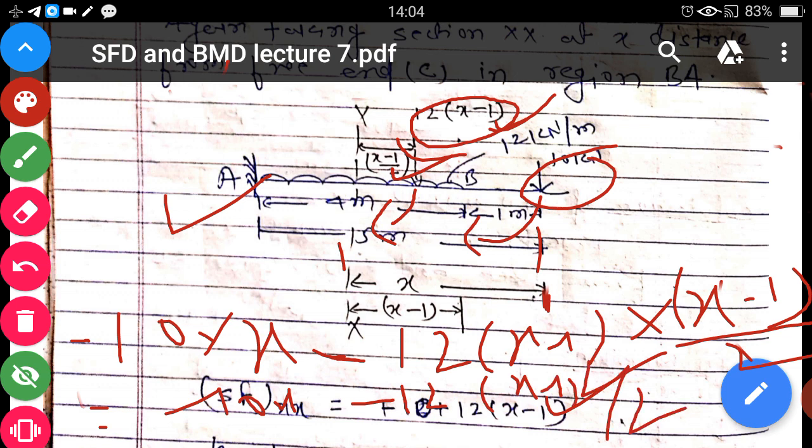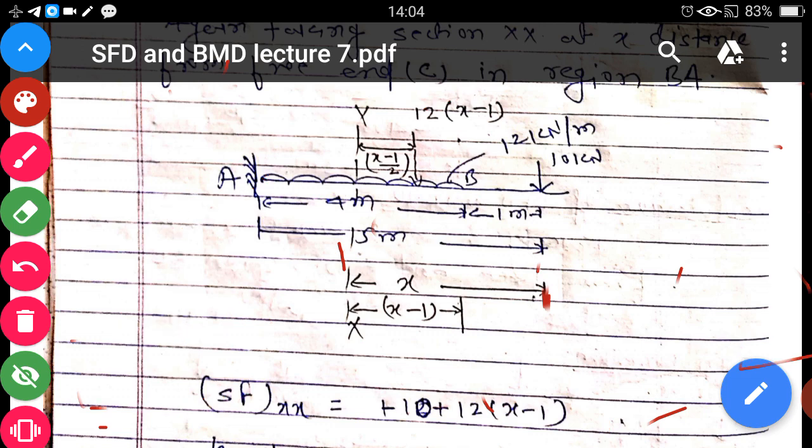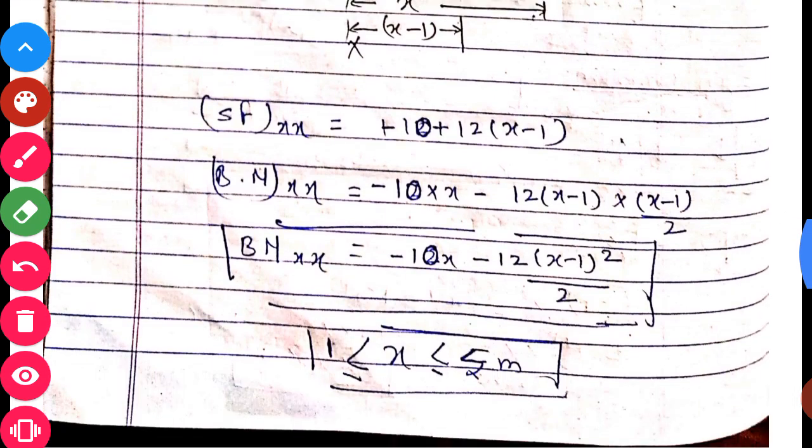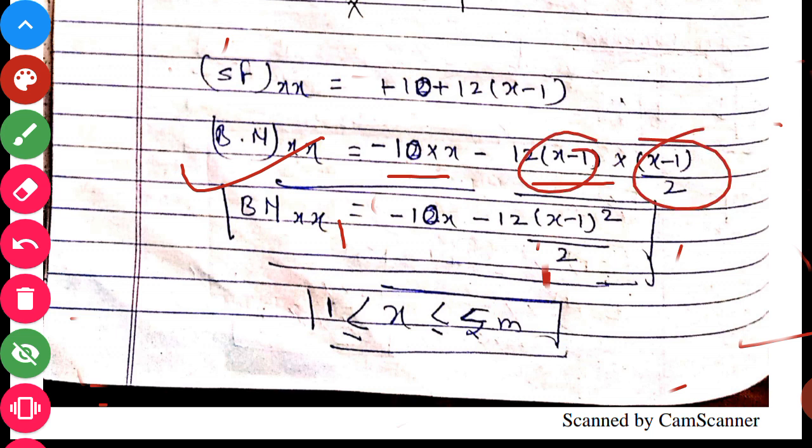That is the final moment at section XX in region BA. Okay, we can write here, that is moment at XX = -10(x) - 12(x-1)(x-1)/2. That is a force and that is a distance. Okay, because moment is equal to force into distance, the same as 10 into x. 10 is the force and x the distance.